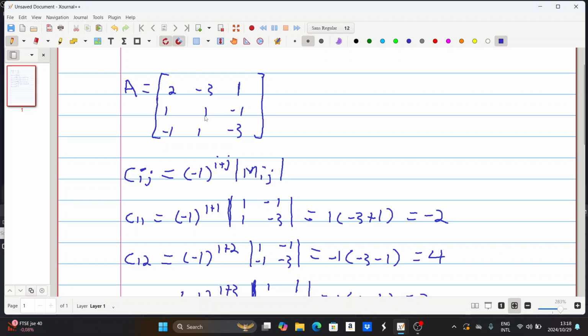C22, then we are here. You're going to close this row and then close this column. So in this case, what are we going to have? We're going to have 2, 1, minus 1 and minus 3.